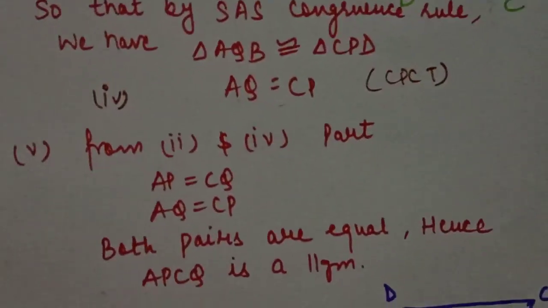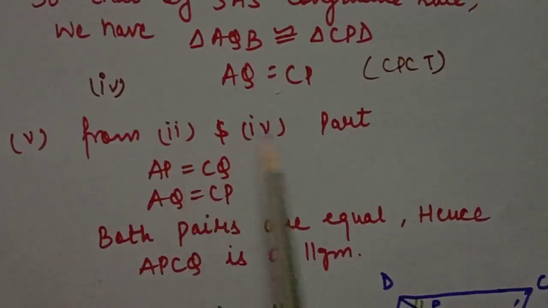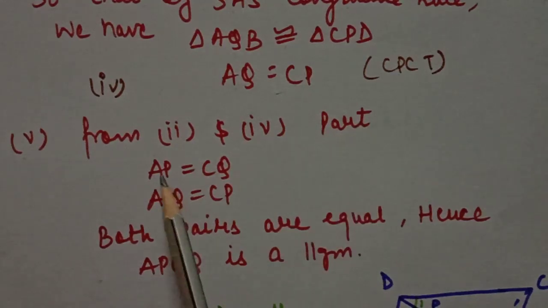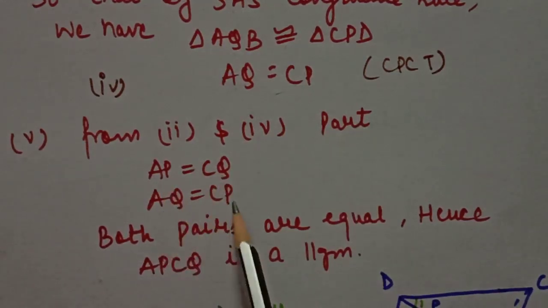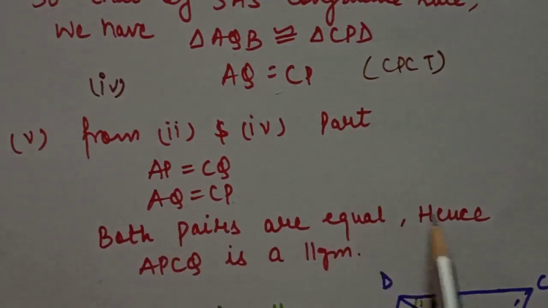Now the fifth part. From the second and fourth parts, it is proved that AP is equal to CQ and AQ is equal to CP. So students, both pairs are equal, hence APCQ is a parallelogram. If in a quadrilateral both pairs of sides are equal, or both pairs of sides are parallel, then it becomes a parallelogram. So students, this is your question number 9. Now question number 10.